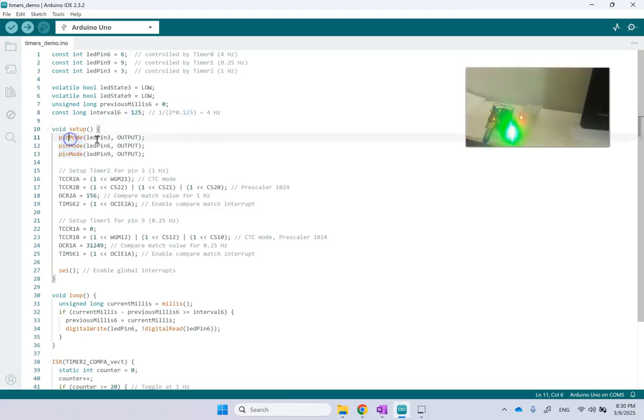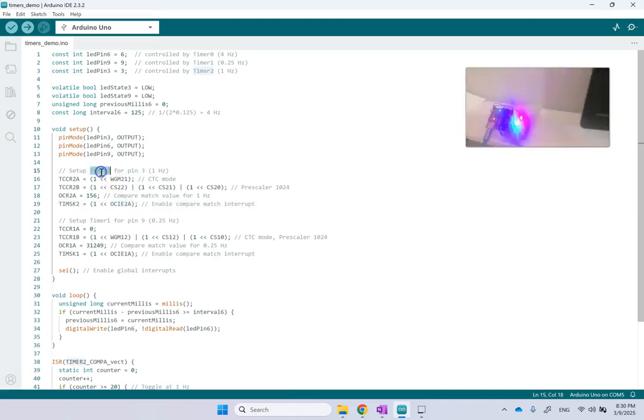So in the setup, you see first I set all of those LEDs as output. For timer 2, I'm running it in CTC mode. I'm setting all these 3 bits to 1 to make the prescaler 1024. I'm using 156 here to get exactly 1 hertz, and then I enable my compare match interrupt.